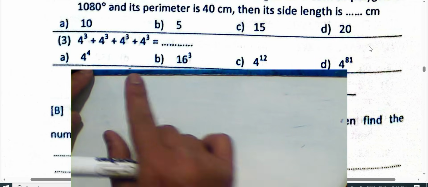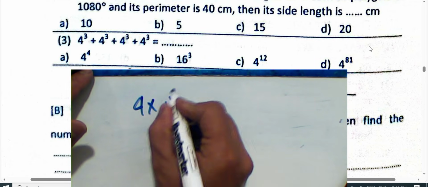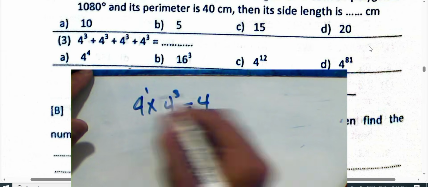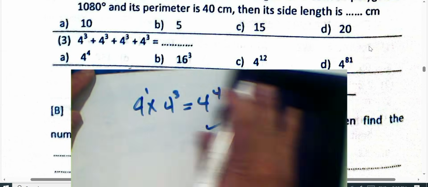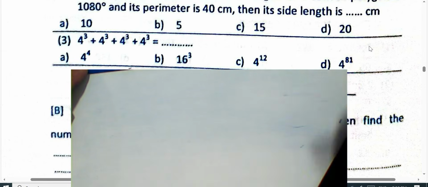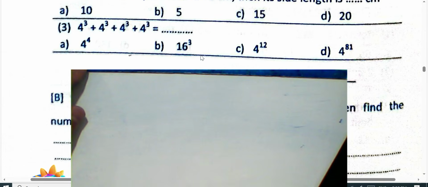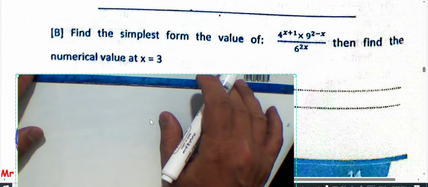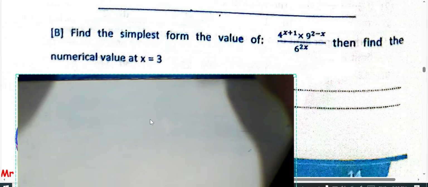Next, question number 3. 4 power 3 times 4 means 4 times 4 power 3. We add the powers, 3 plus 1, so the answer will be 4 power 4, because the number is repeated 4 times. We have a product of 2 pieces. Simplify it and then find the numerical value at x equal 2.